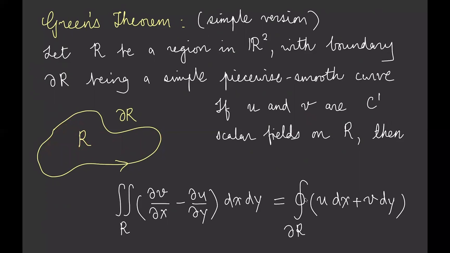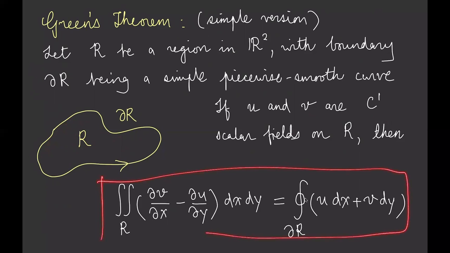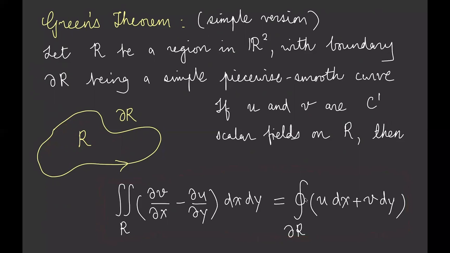And then here's the conclusion. So the main conclusion is this thing over here, which seems like a complicated thing, but what we're going to do is dissect this as we proceed. But what I really want to point out here is that what you see on the right-hand side is a double integral over R.